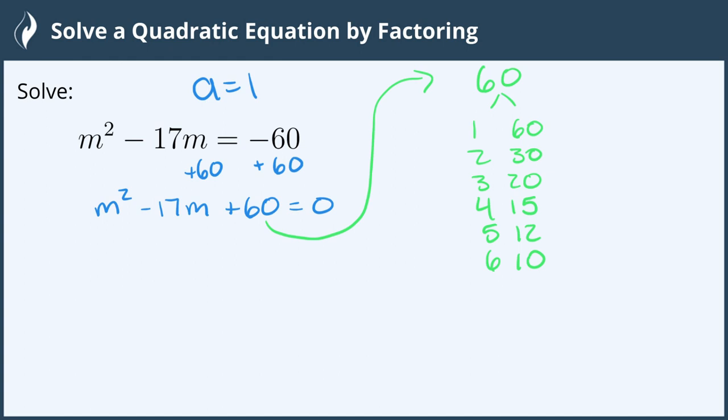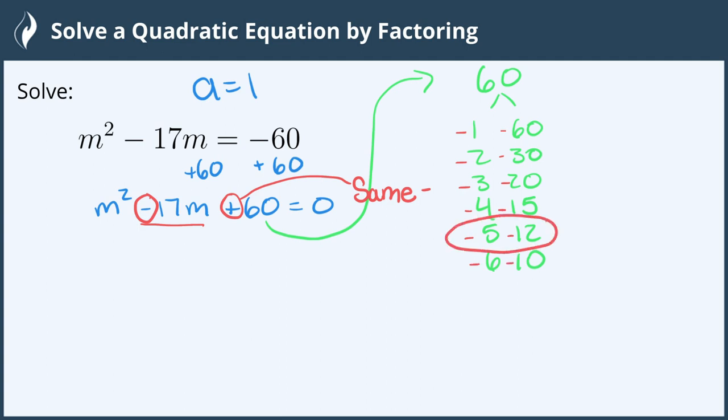Now we need to find factors that will give us negative 17. Since our sign says positive at the end, this means that our factors will have the same sign. And this negative at the beginning says that the same sign will be negative for both of them. So we'll fill in all of our negatives from our factors and find a pair of these that will give us negative 17. In this case, negative 5 and negative 12 will make negative 17, so we can replace this as m squared minus 5m minus 12m, and plus 60 because we didn't change anything, equals 0.